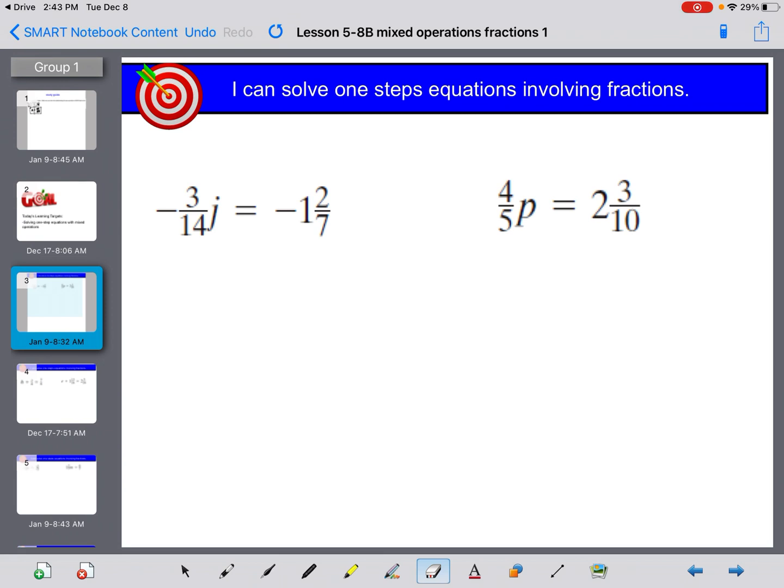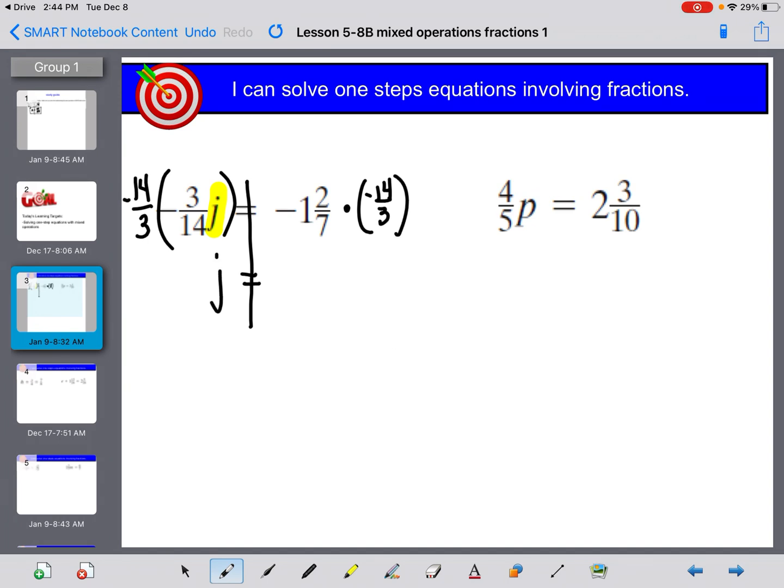The first problem, 3/14 J equals negative 1 2/7. Okay, you have to ask yourself, what is happening to my variable J? Well, I see that J is being multiplied by negative 3/14. The inverse is to divide. But how do you divide fractions? You multiply by the reciprocal. So we're going to multiply both sides by the reciprocal, negative 14/3.